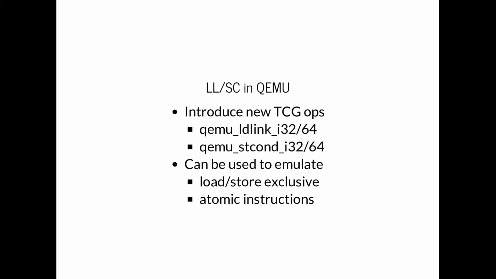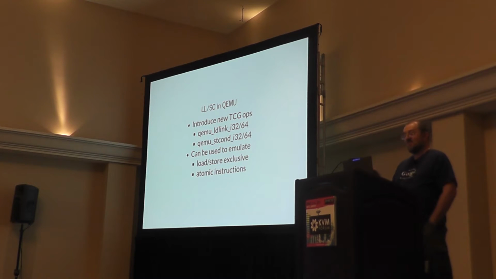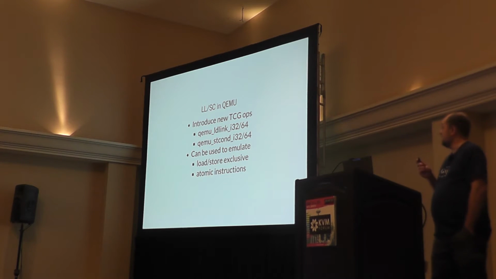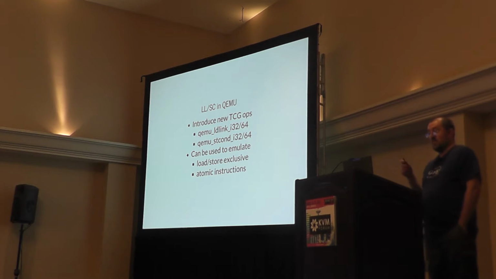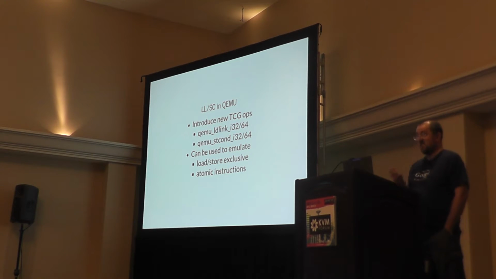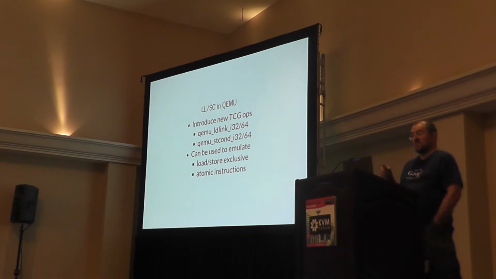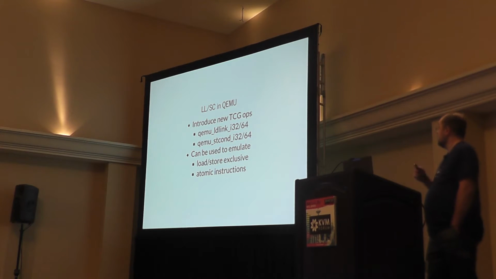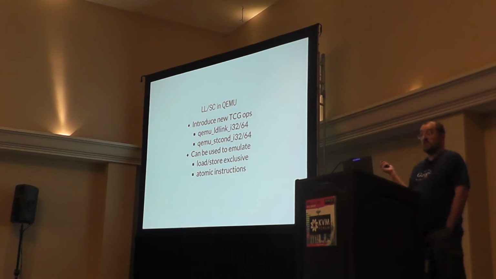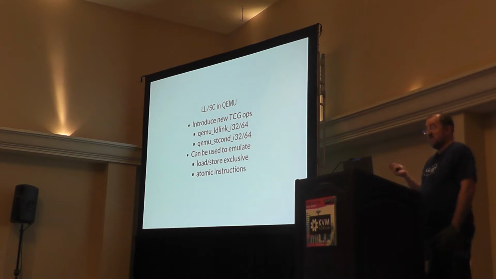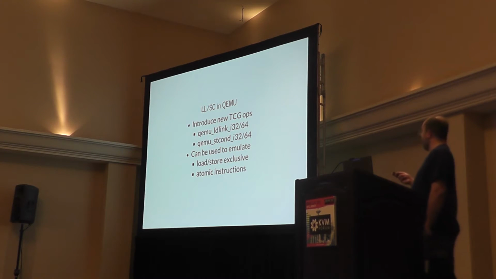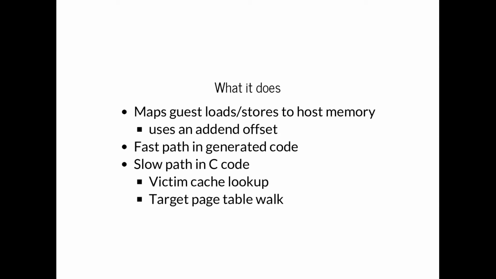So introducing these proper load-link, store-conditional semantics into QEMU is important so we can model the load-store exclusive and atomic instructions. But doing this in a way that doesn't rely on any intrinsic backend support is also important because we want to support all of our backends. So the first step is we introduce a couple of new TCG operations for the load-link and conditional store. Before we go further, it's worth reminding ourselves of how the soft MMU works. So let's talk a little about the implementation.